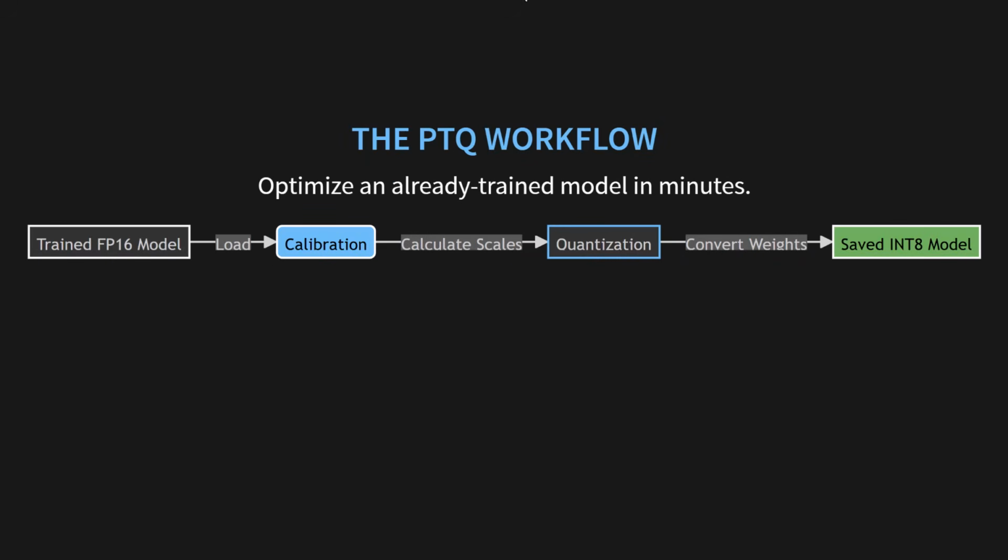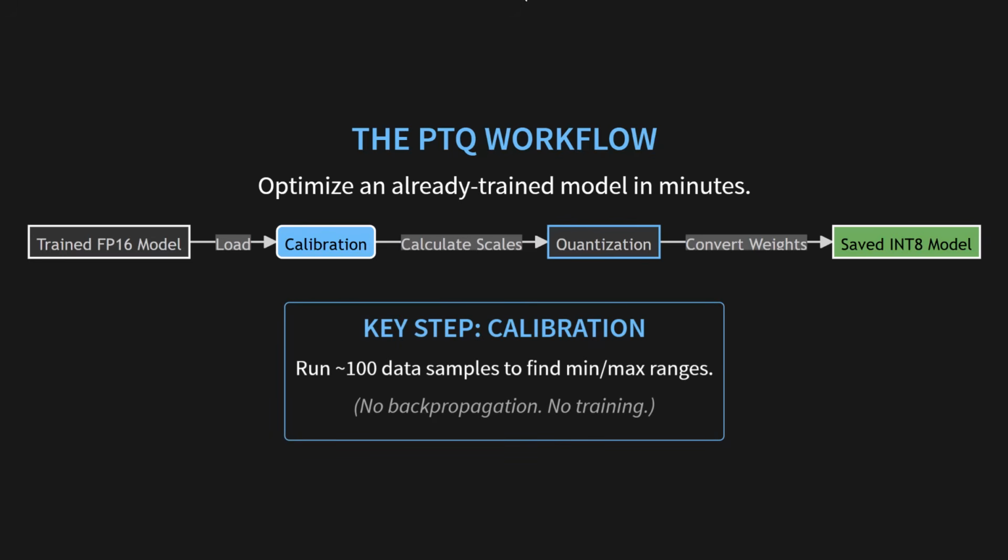Let's look at the PTQ workflow to see why it's so popular. It's all about optimizing a model that's already been trained, and it only takes a few minutes. As you can see in this flowchart, you start with your trained FP16 model. The first real step is called calibration. This is the key step. Here, you just run about 100 data samples through the model, not to train it, but just to find the minimum and maximum value ranges of the activations. There's no backpropagation, no training at all. Once you have those ranges, you use them to calculate the best possible scales, and then you move to the quantization step. You convert the weights, and finally, you save your shiny new int8 model.